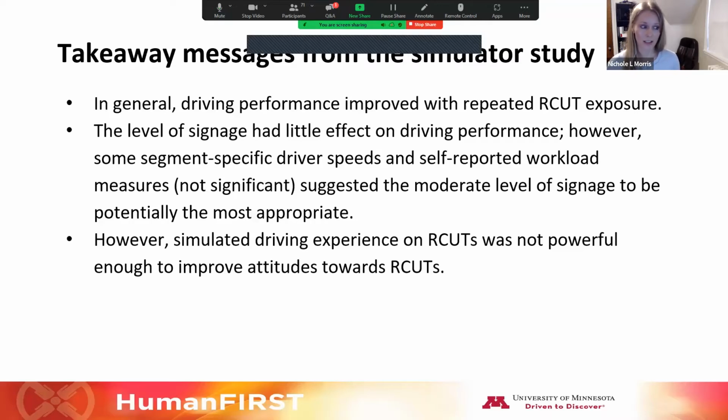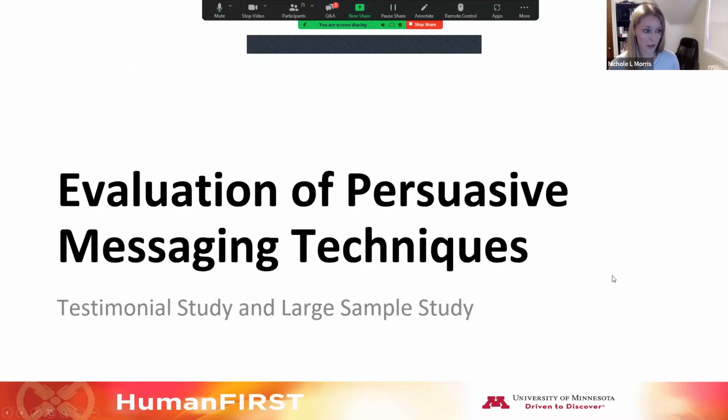So it's a good indication that really, as we're rolling these out, we want to make sure that people are hearing why these are good, because if they have a little bit of initial frustration or they make a critical error as they're navigating, that might sour them to RCUTs without that addition of information.